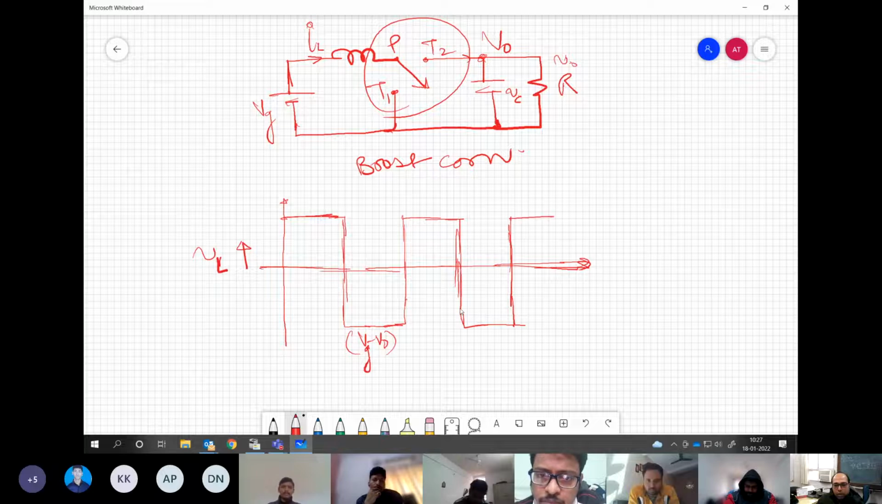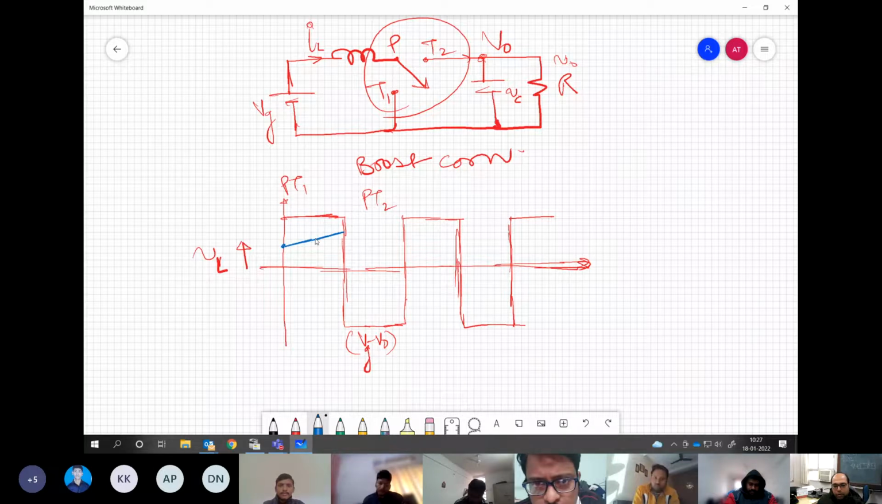So this is our operation which is happening over here. Now, when PT1 is connected, we have a positive voltage across the inductor, so current is going to rise in this interval. And then it is going to fall back because of the negative voltage applied. The value of the current is not going to change. You understand the point? And then the cycle continues. Correct?